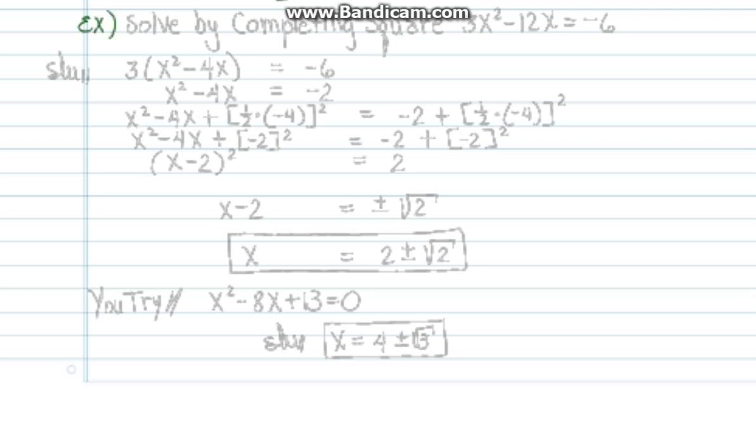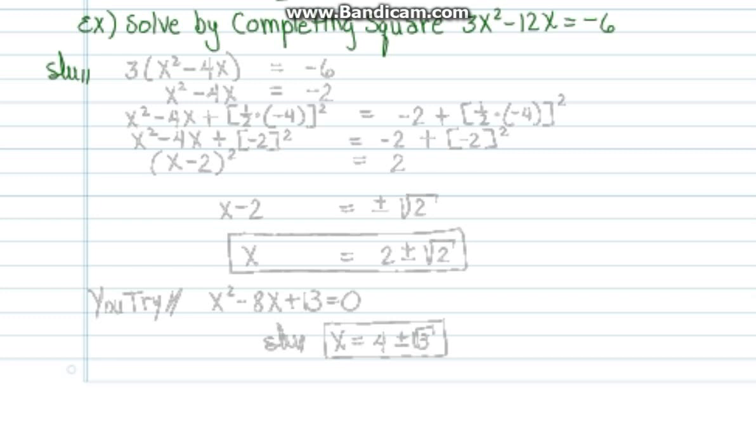The example is solve by completing the square. And the problem we're going to solve is 3x squared minus 12x equals negative 6. Solution. Okay, get x squared and x terms on one side. Well, that step's done. We already have that.